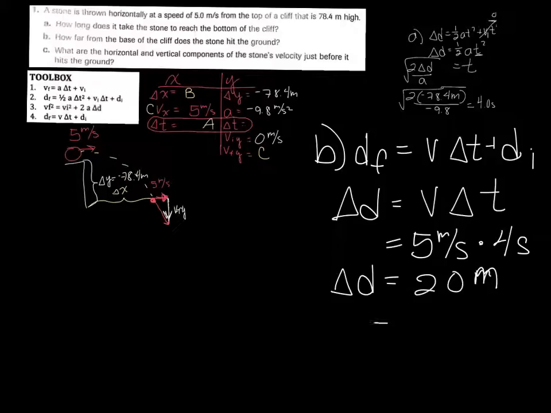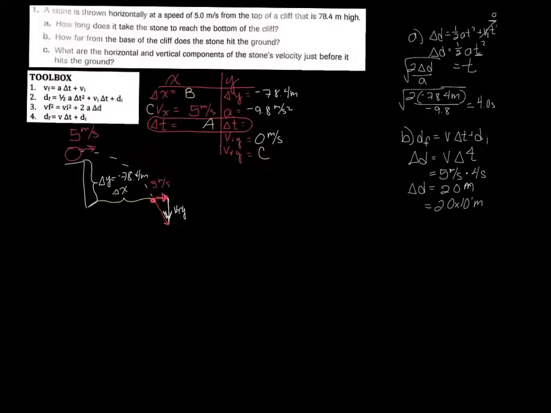And to write that with the correct sig figs, we would want 2.0 times 10 to the first meters. All right, so A, 4 seconds, B, 20 meters. Time for C. For C, we already have one of our answers down. We already know that the final velocity in the horizontal direction, the horizontal component, is still going to be 5 meters per second. You don't have to make any changes there. Well, 5.0.